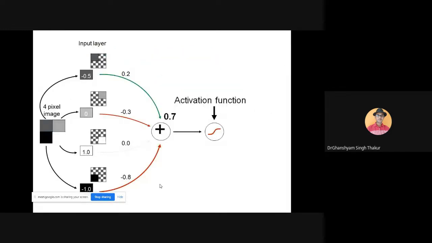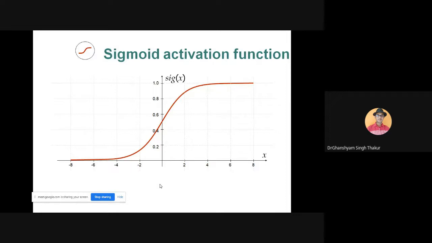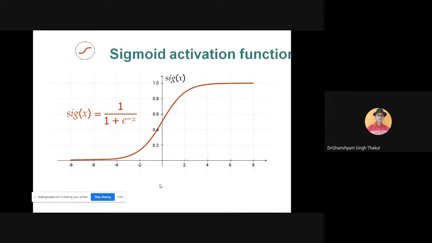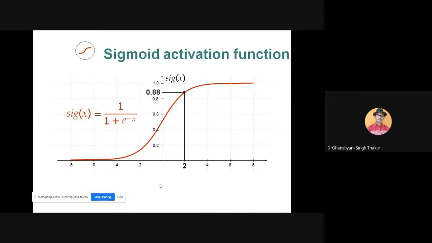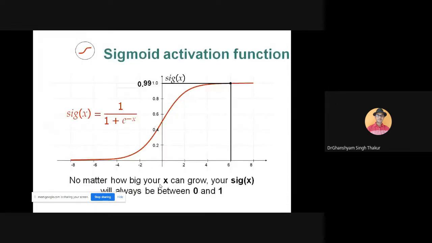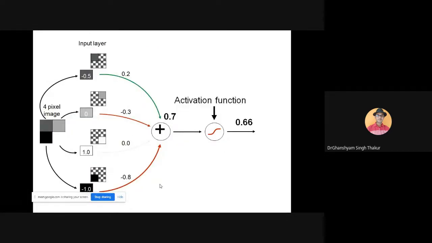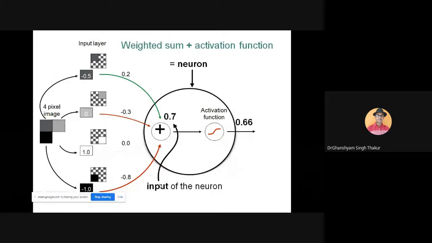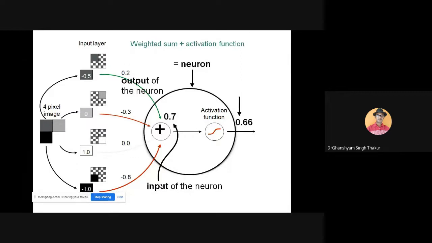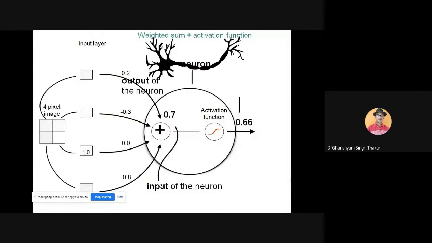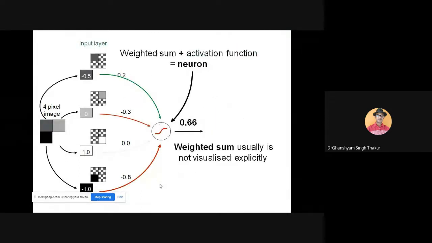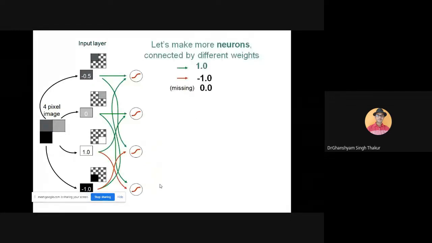The activation function value is 0.7, and the sigmoid activation function is sigmoid x equal to 1 upon 1 plus e to the power minus x. No matter how big your x can grow, your sigmoid x will always be between 0 and 1. So the activation function value is 0.66, and the input of the neuron is 0.7. The weighted sum plus activation function equals the neuron, and this is the complete working of this 4 pixel image.